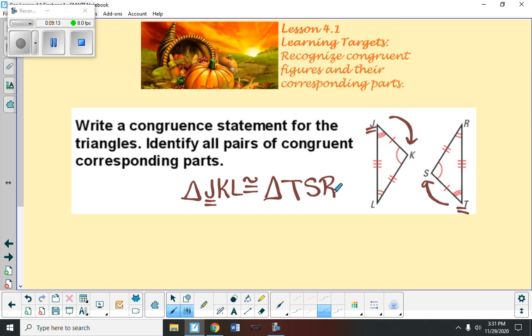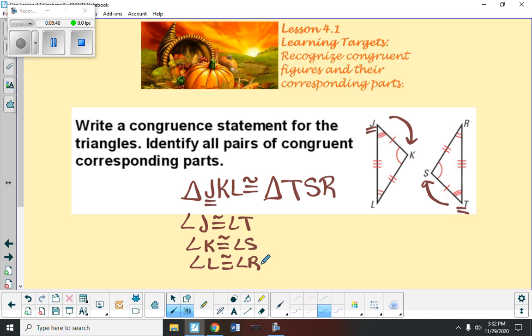So next what we have to do is identify all the congruent angles. First of all, we'll do the angles. Angle J is congruent to angle T. Angle K is congruent to angle S, and angle L is congruent to angle R. Okay, so you list the 3 angle pairs that are congruent. Next, we're going to list the corresponding sides.